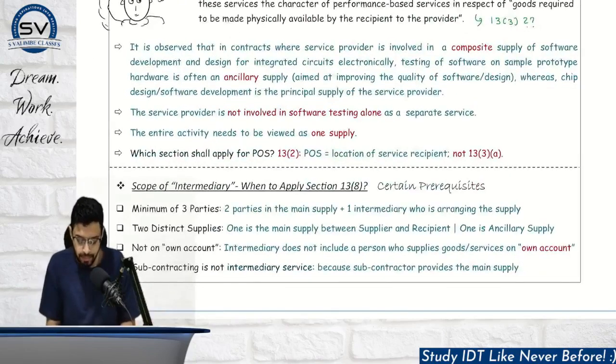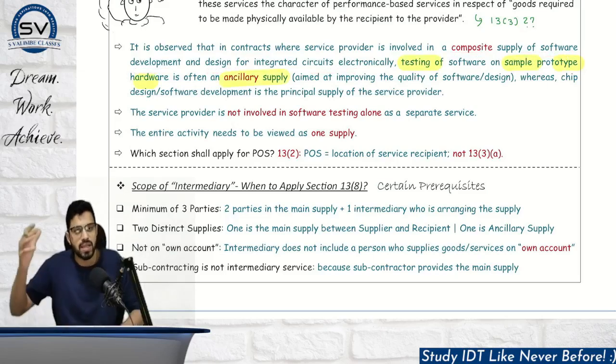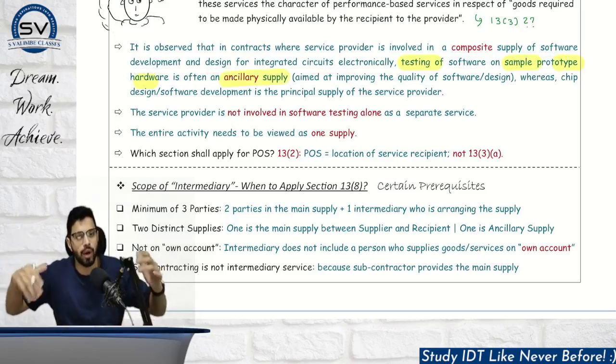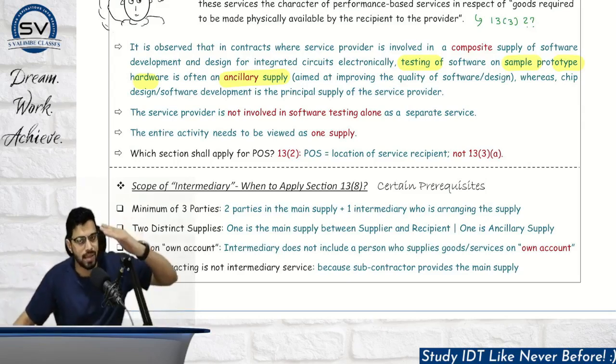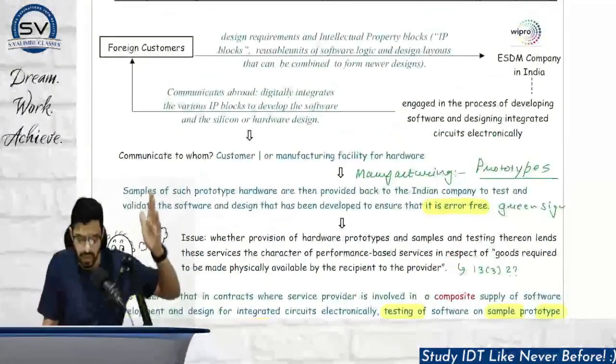Okay, see. It is observed that in contracts where the service provider is involved in composite supply of software development and design of these circuits electronically, then the testing which is happening on the prototypes is ancillary supply. Testing is not something which is done on its own. It does not retain the character of an independent supply. It is ancillary to the main supply, that was this.